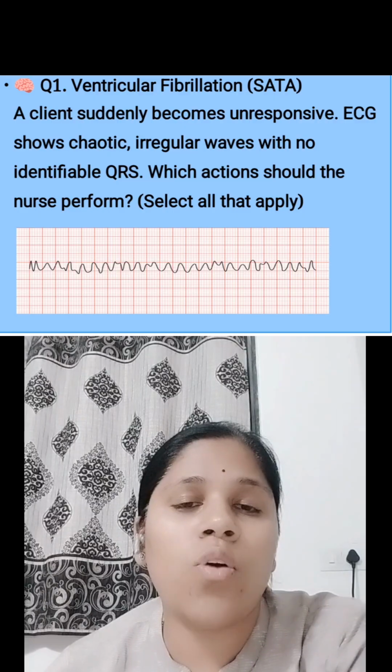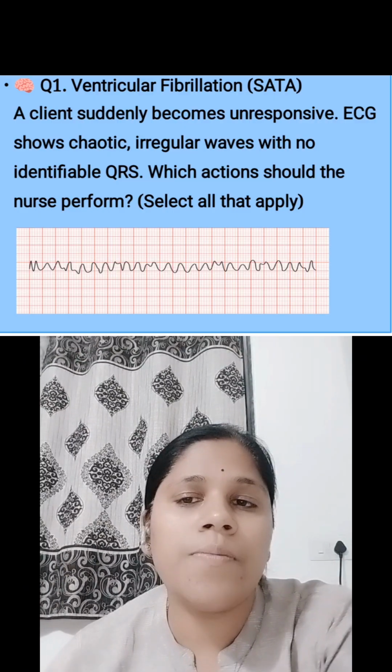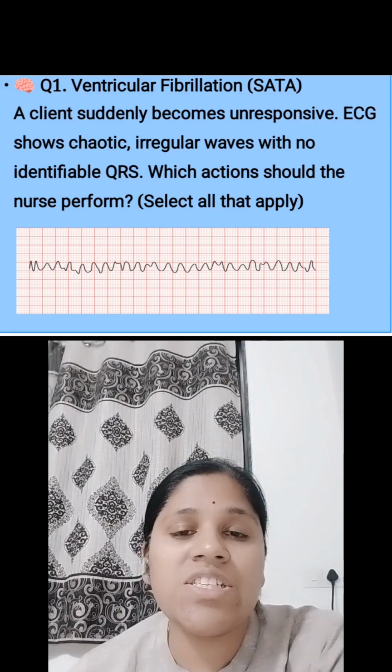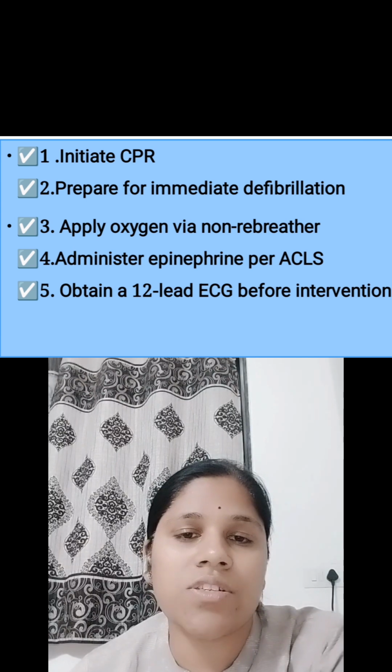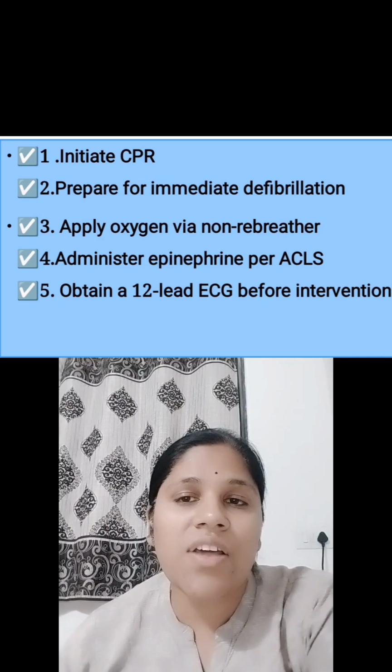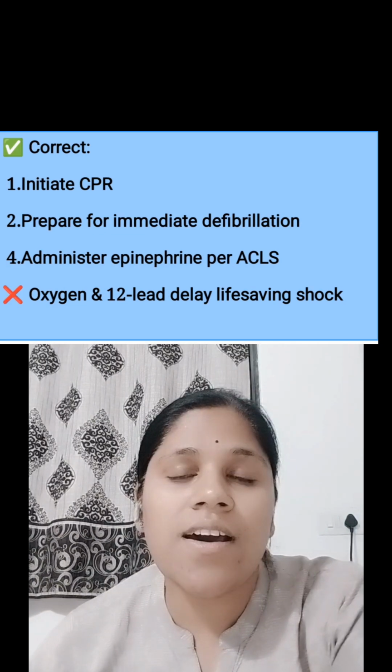So what are the options we are going to see? The options are: initiate CPR, prepare for immediate defibrillation, apply oxygen via non-rebreather mask, administer epinephrine as per ACLS protocol, and obtain a 12-lead ECG before interventions. So these are the options. For this ECG, ventricular fibrillation, what exactly do we have to do? Correct answers are number 1, number 2 and number 4.